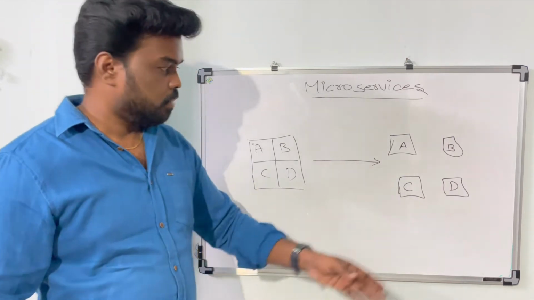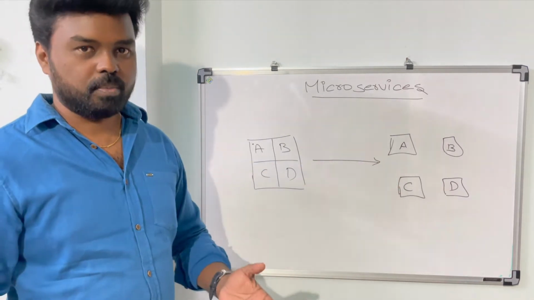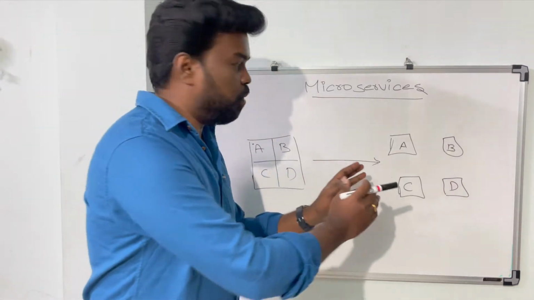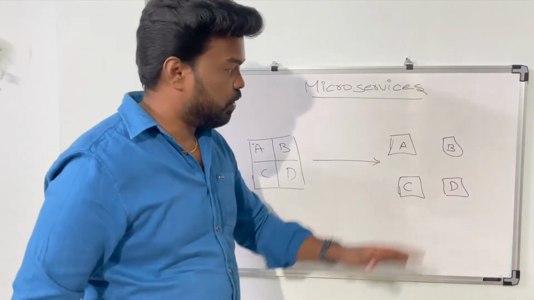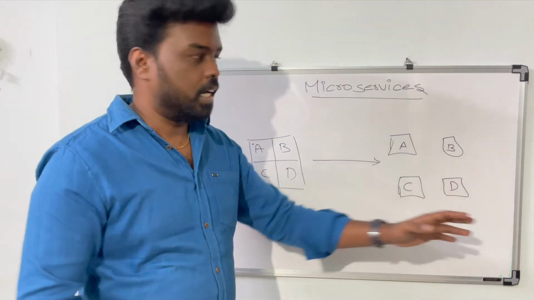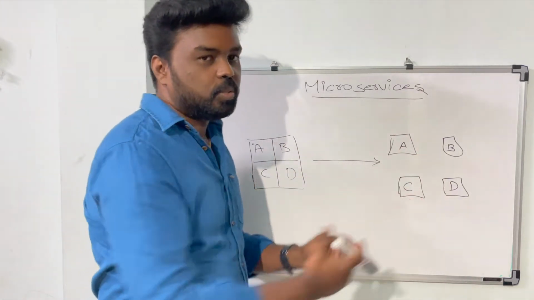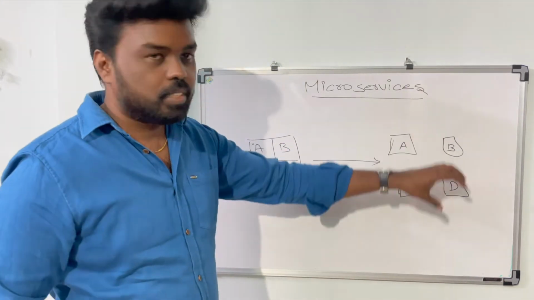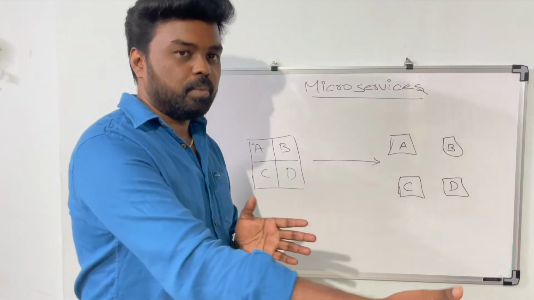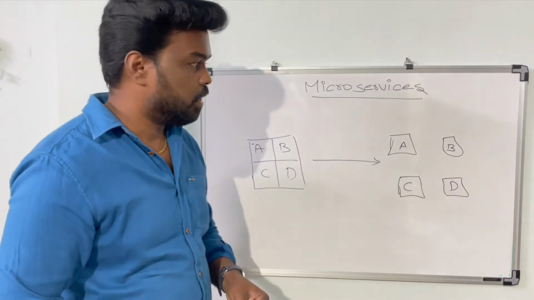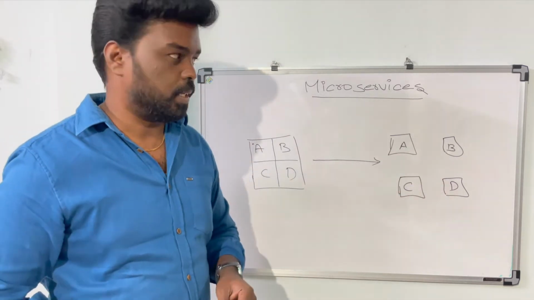But in a microservices-based application, if you make one change to module A, you have to deploy only module A into production without disturbing any other modules. When you separate the monolithic application into smaller chunks, each microservice becomes smaller in size, the deployment might be faster, and rolling back might also be faster. That's one of the best advantages of microservices.